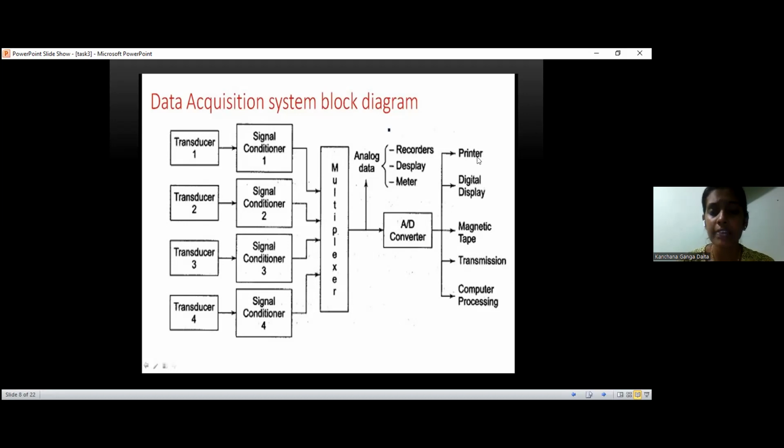So for that, it prints the display on that, like a digital display. Also, we can use magnetic tape. We can transmit to any device like an LCD, laptop, PC, etc. And we can process that. Also, for a processor, we also have a Raspberry Pi device.